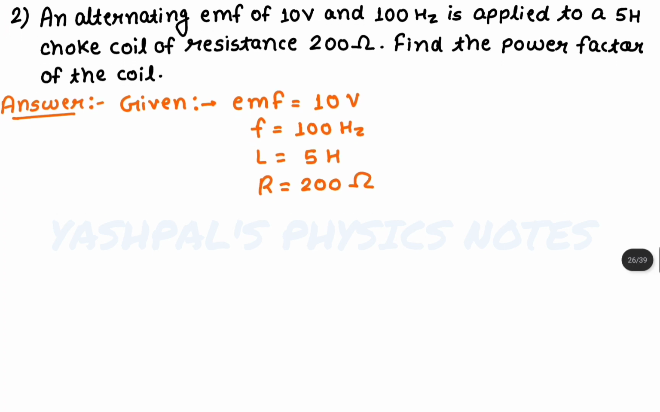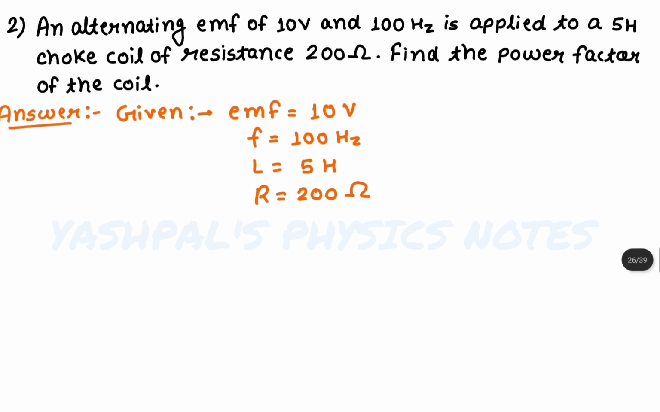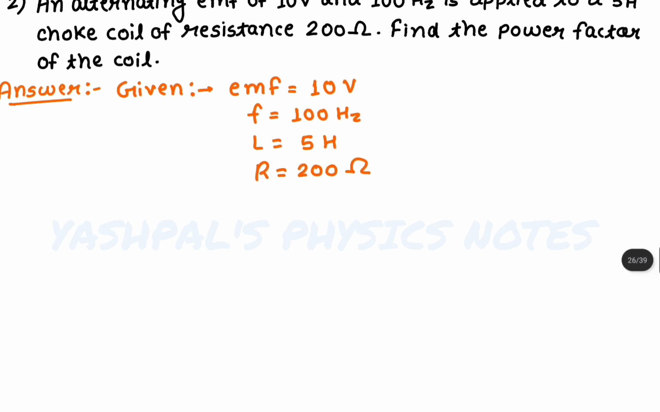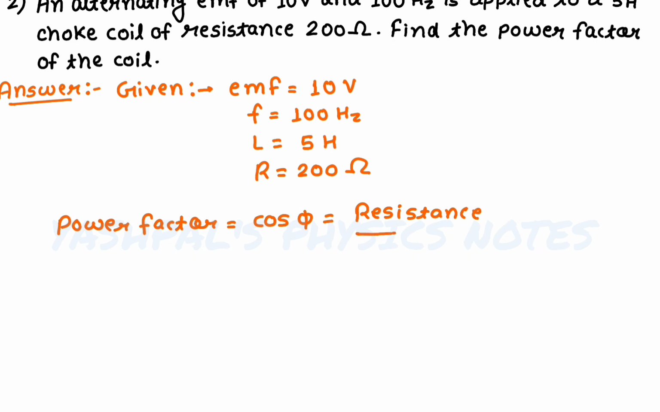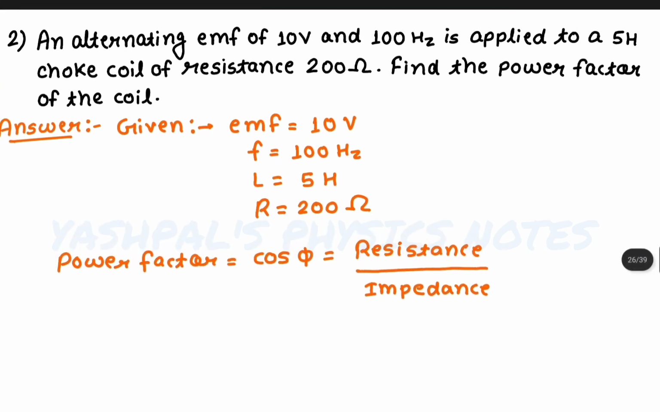So what we are going to find is the power factor of the coil. So here I am writing the formula of power factor. Power factor is nothing but cos phi, that is resistance upon impedance. So this was the formula of power factor, that is cos phi is equal to resistance upon impedance.